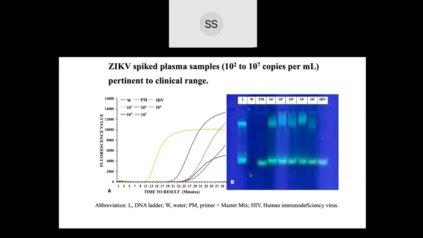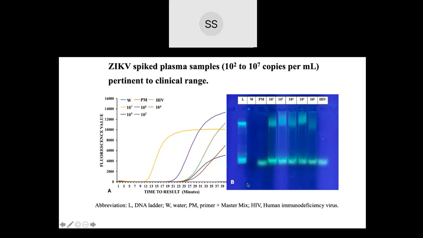The LAMP reaction again contained master mix, fluorescent dye to detect the fluorescent signal, Zika-specific primer, target, and water. And as we can see, amplification is observed in the reactions containing different concentrations of target. And again, to validate the specificity, we carried out one HIV test, and no amplification is seen in the HIV reaction. At the same time, no primer dimer formation is observed in the primer master mix reaction.